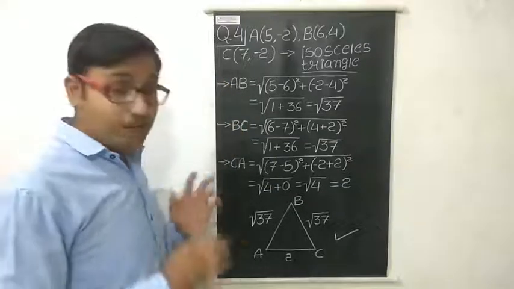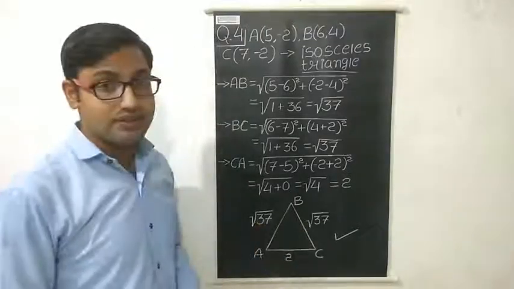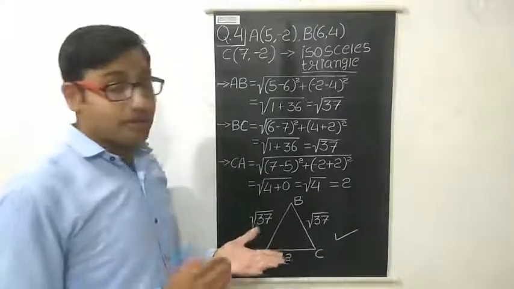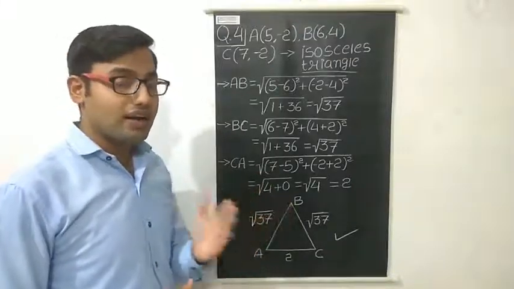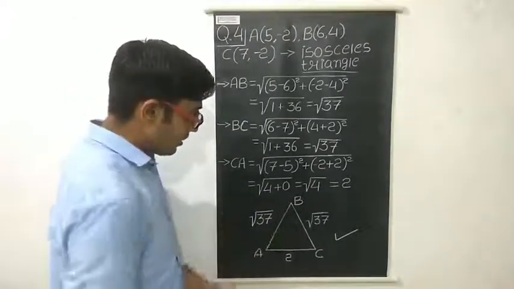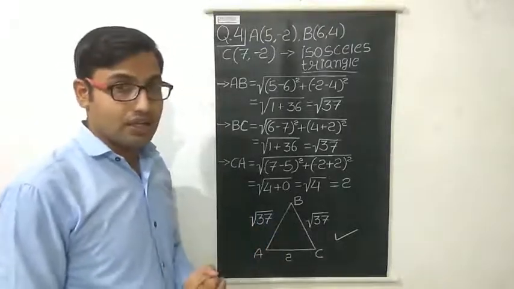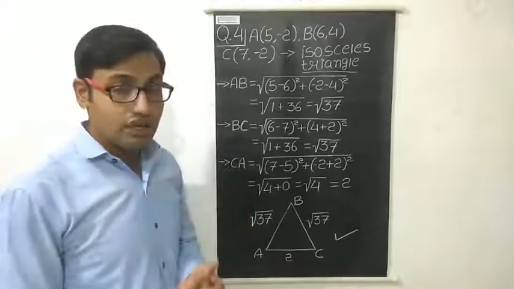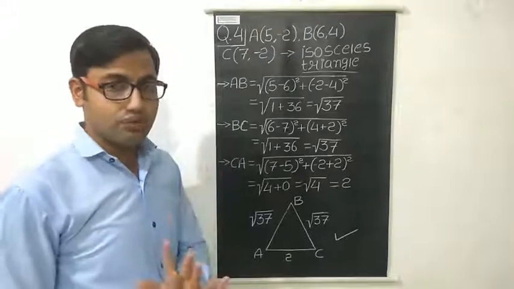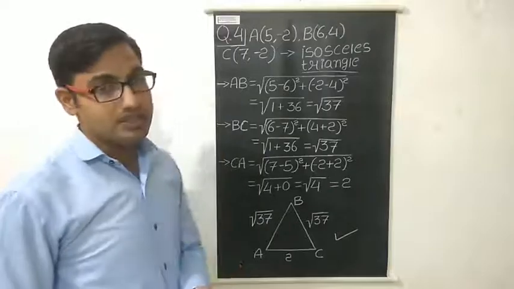Okay, so what will happen if the third side also equals root 37? Then all the 3 sides become equal and this triangle becomes an equilateral triangle. But that is not the case here. So here 2 sides are equal, so this triangle is an isosceles triangle, right? So in this way we can solve this type of questions by finding the distance. One formula we have to use, that is the distance formula, right? Okay, so this is all about this lecture.